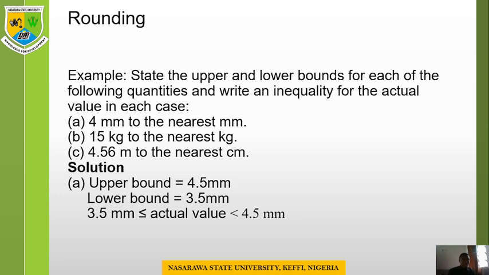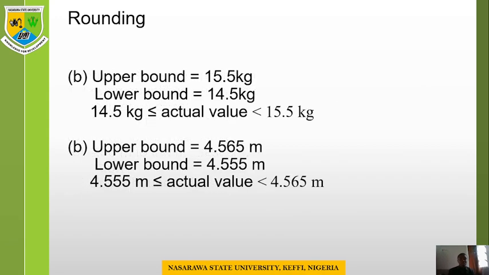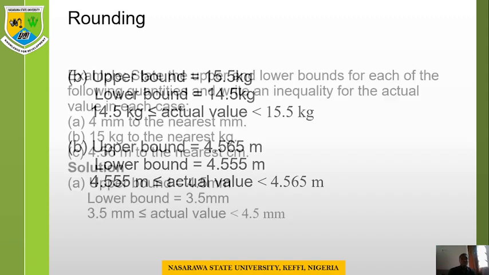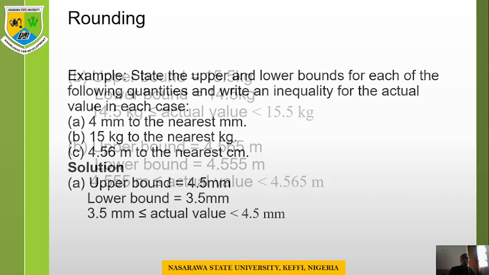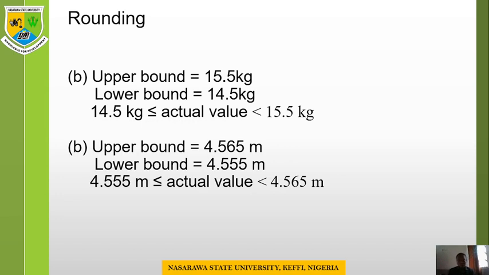Now in the case of C, we have 2 digits. What we shall add to get our upper bound will be 0.005. If we add 0.005 to it, what we shall be getting will be 4.565 meter. And if we subtract 0.005 from 4.56, what we shall be having will be 4.555 meter. Now the actual value lies from 4.555 and below 4.565.